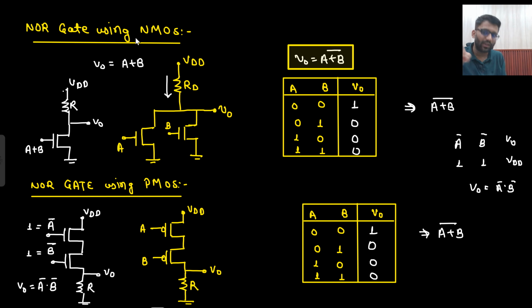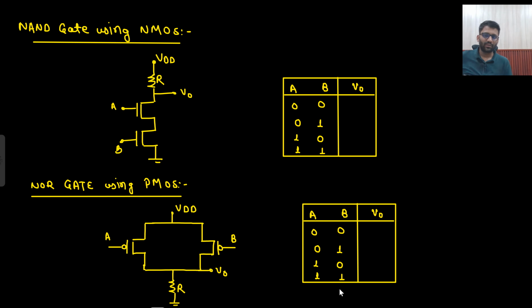Then I saw that it is connected to ground, bar. Then what would I see? If they are connected in series, then I will multiply them: A bar dot B bar. And since they are connected to VDD, I am not going to put any bar there. Are you getting this point? So A bar dot B bar is equal to A plus B bar only. So if they are connected to VDD, I am not going to put any bar. If they are connected to ground, I will put a bar.